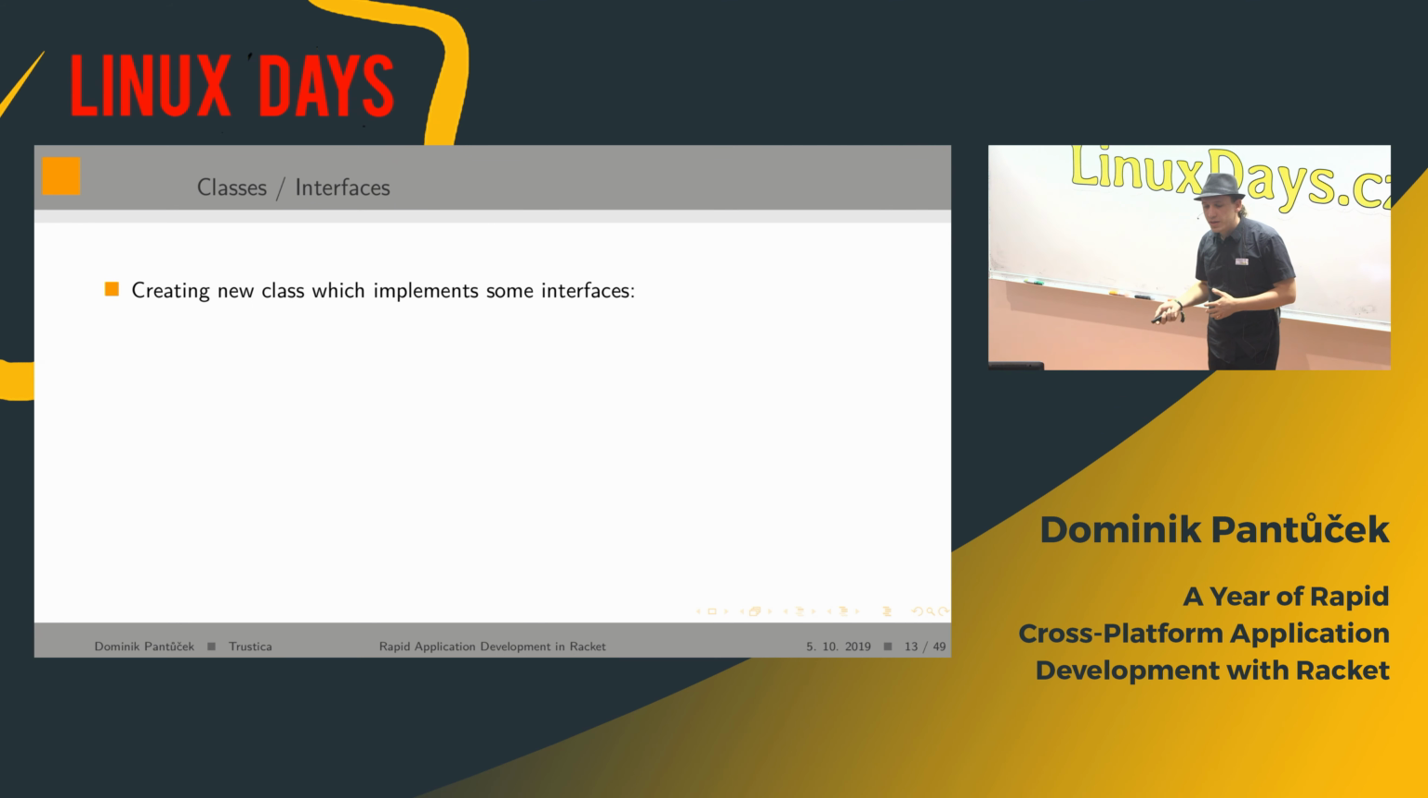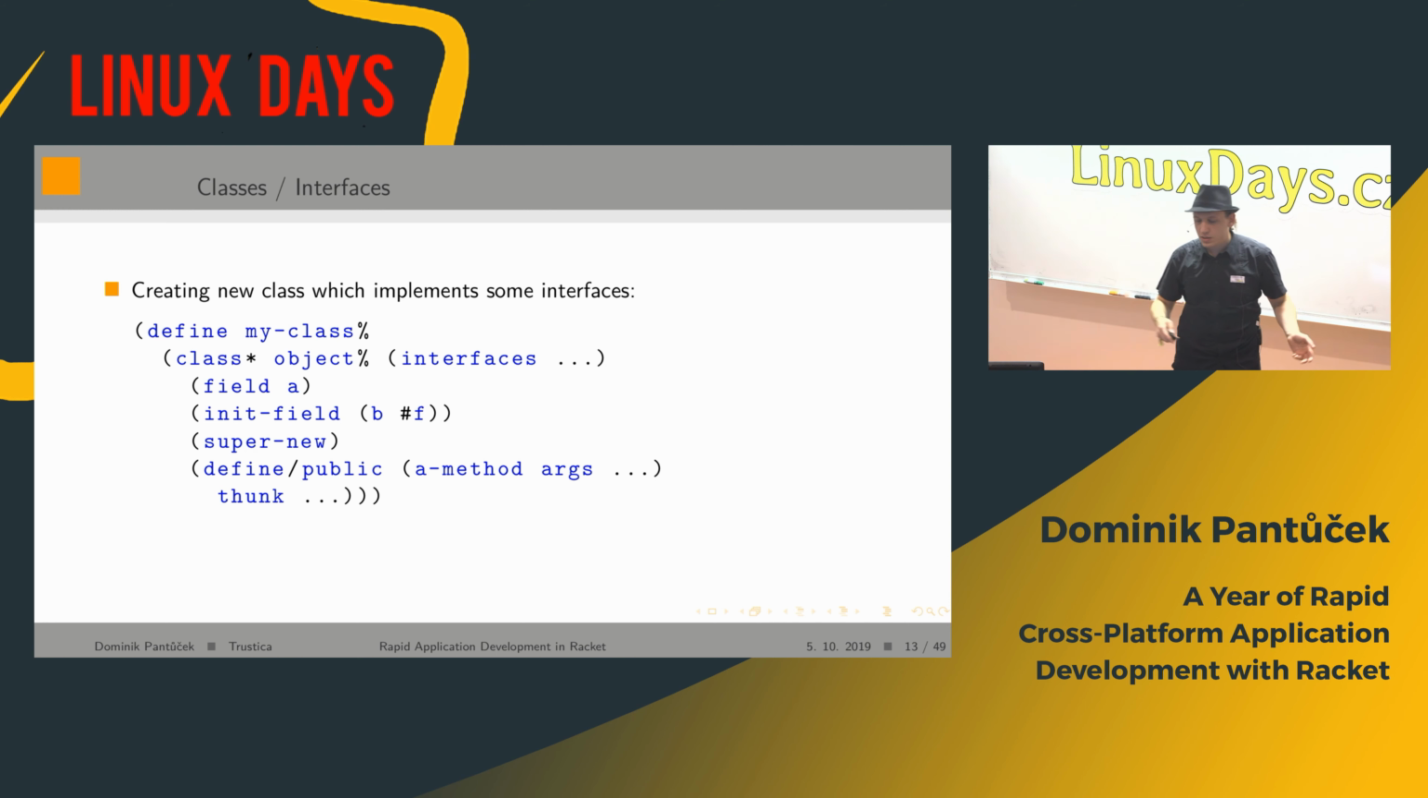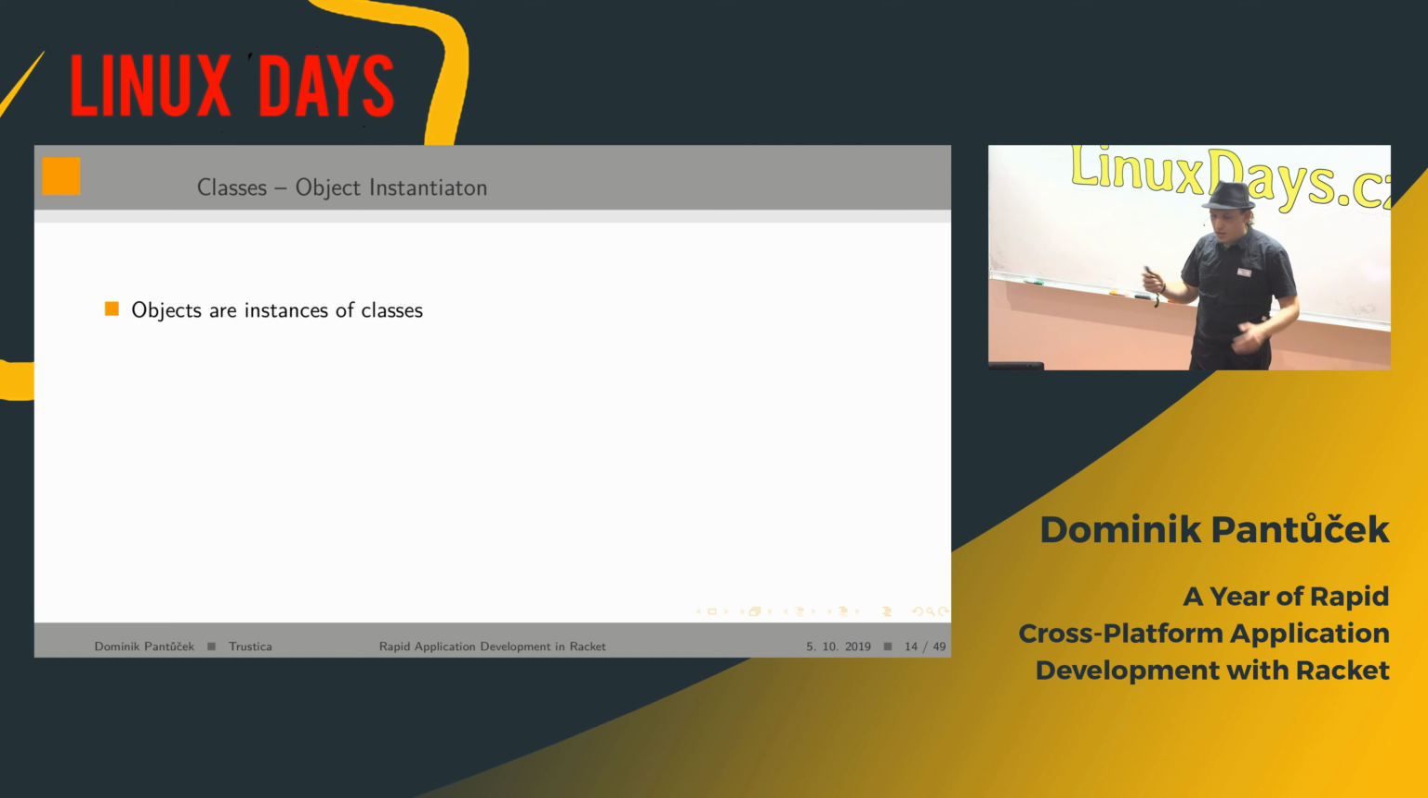So if you want to create a class which implements some interface, it's rather simple. You just say that you want to implement that interface and use the class star form, not just the class, but with the star you say there's going to be some interfaces, some fields, and you implement the method. That's all. So we define a class. Now we want to do something useful. As in other languages, Pascal, Java, Python, you instantiate the class and you get an object.